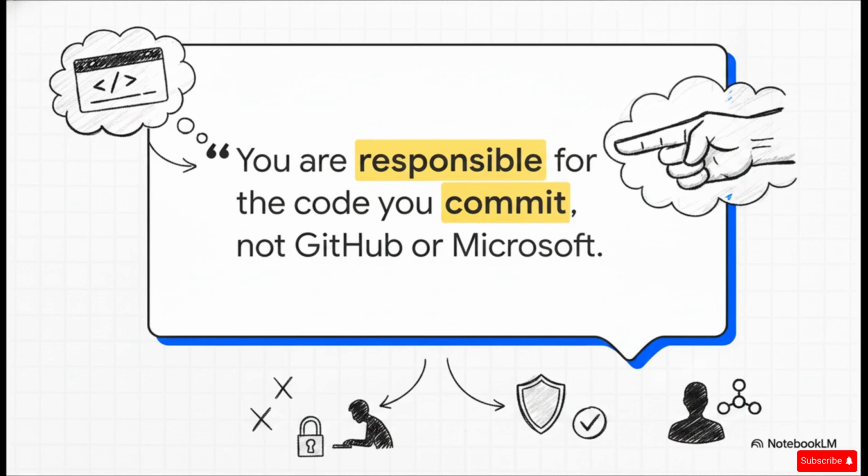You are responsible for the code you commit. Not the AI, not GitHub, and not Microsoft. You cannot use "Copilot wrote it" as an excuse for a security vulnerability during a code review.